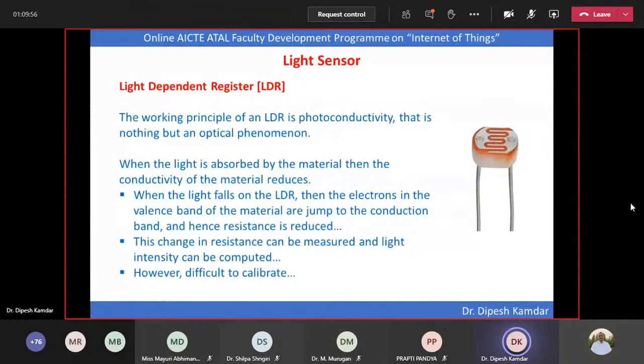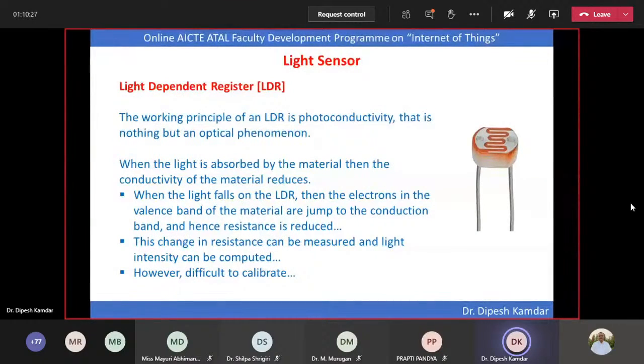Due to the free electrons now jumping to the conduction band, we have more conductivity if the light is there. If light is absent, it will not get the photon energy from the light, so the electrons go back to the valence band, and then resistance is high. So if light is falling onto the LDR, its resistance will reduce. Depending on the amount of light falling, the resistance will reduce.